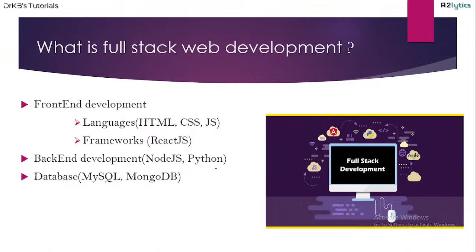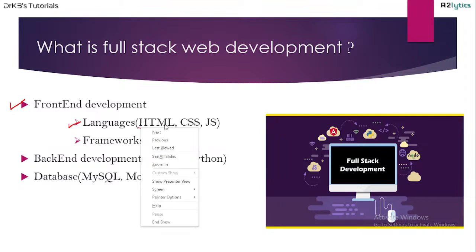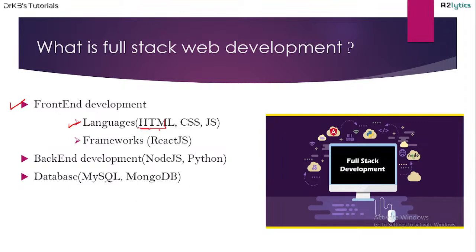Now, as I said, 3 parts are there. In front end, which languages are used? For front-end development, many languages are used. These are a few of the programming languages, or scripting languages we can call them. First is HTML, CSS and JavaScript. These are the 3 scripting languages used for front-end development.